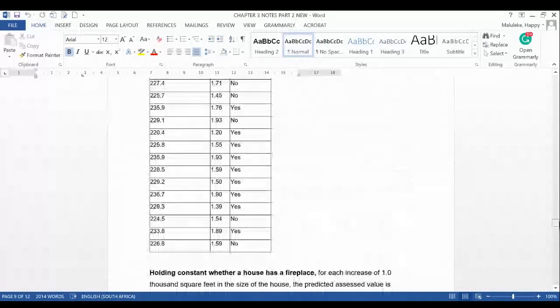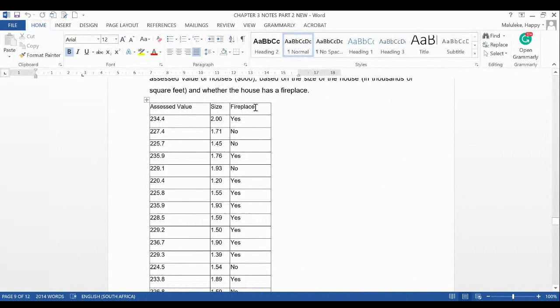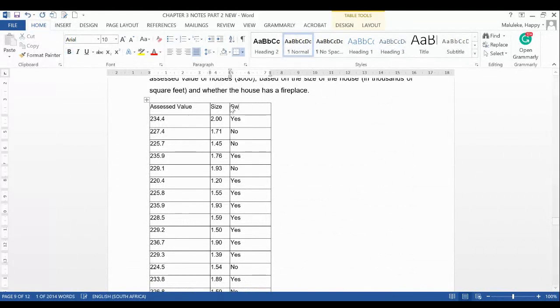We've done this one, but remember we changed this to what? We changed this to swimming pool. Swimming pool.